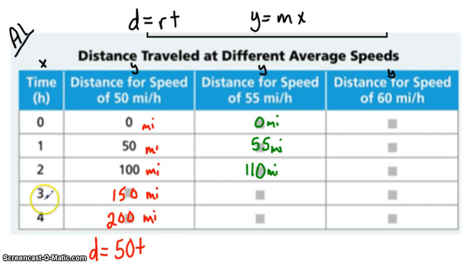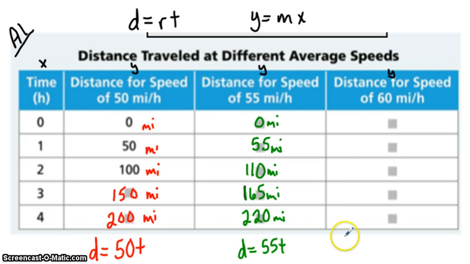Okay, and again at 3 hours, 3 times 55 would give me 165 miles. And then again at 4 hours, 4 times 55 is 220 miles, I'm sorry. Okay, and again, the equation in the form of y equals mx would be that distance is going to equal 55 times t. All right, now let's fill out this final row.